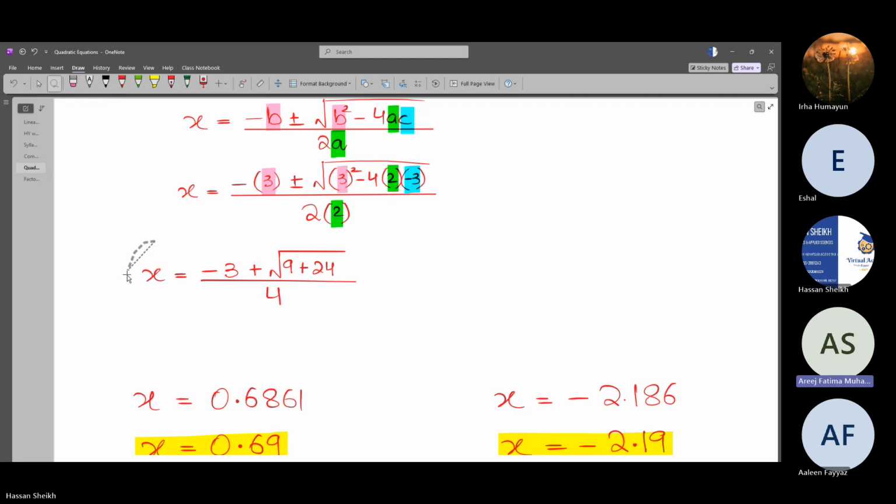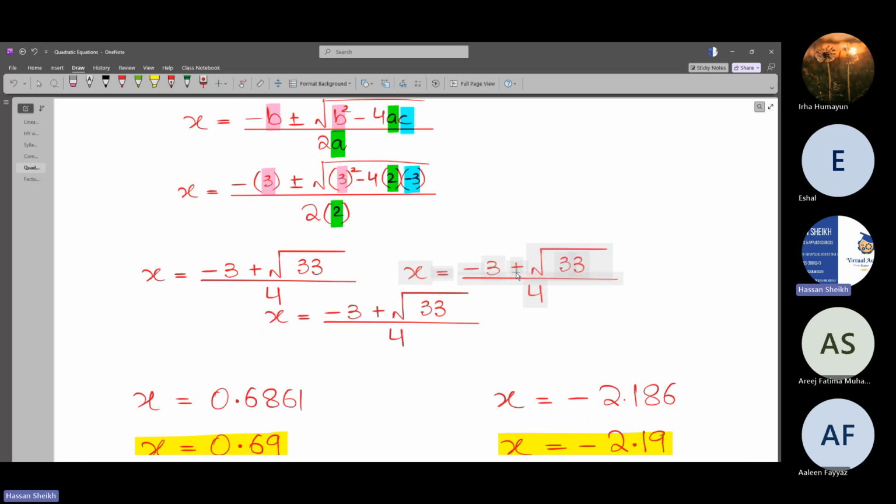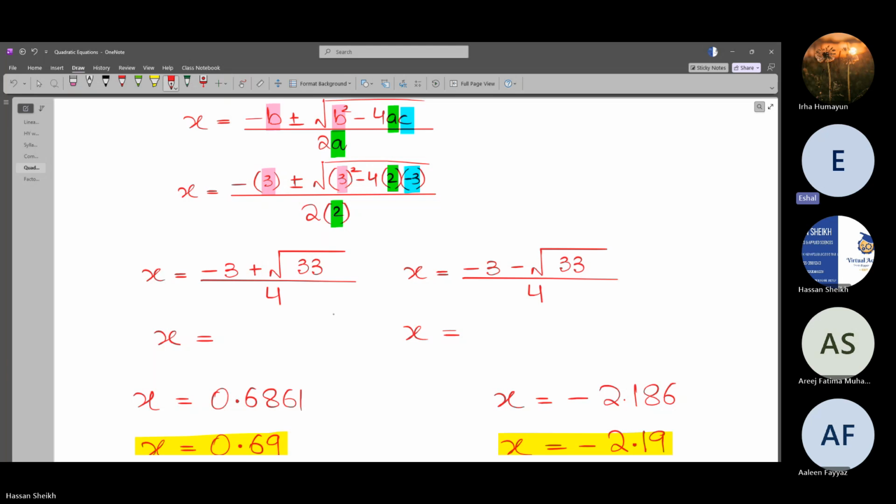Yes. Okay, and what is 9 plus 24? 9 plus 24 is 33. So is it correct if I write 33 here rather than that sum? Yes. And you have another answer with the same calculation, but the only difference is that there must be a negative sign. Now, girls, you can solve this easily on your simple calculators and let me know the answer in decimal. The first one is 0.686.